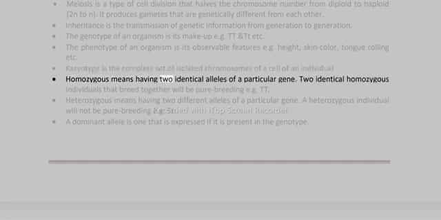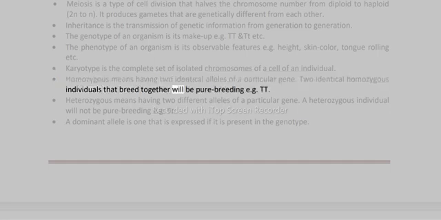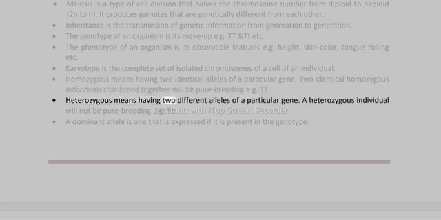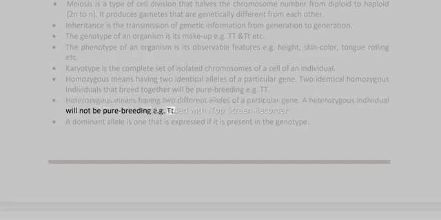Homozygous means having two identical alleles of a particular gene. Two identical homozygous individuals that breed together will be purebreeding, e.g. TT. Heterozygous means having two different alleles of a particular gene. A heterozygous individual will not be purebreeding, e.g. Tt. A dominant allele is one that is expressed if it is present in the genotype.